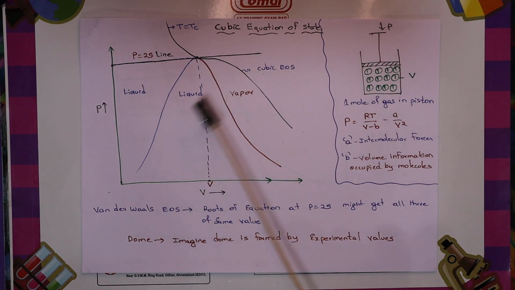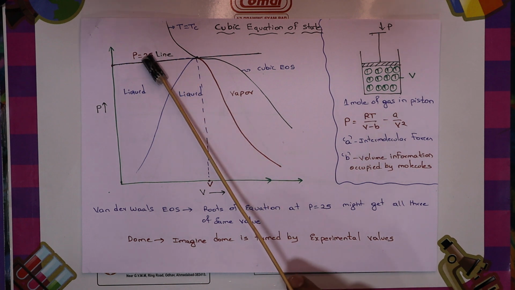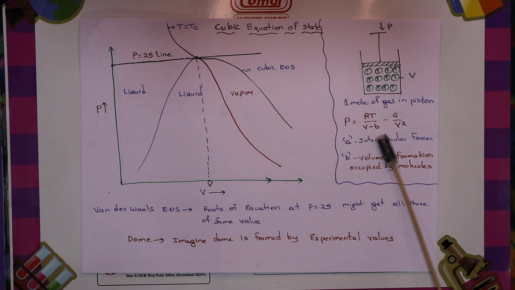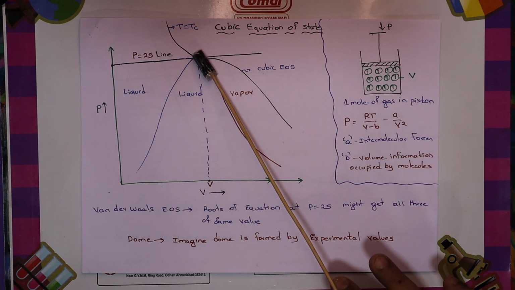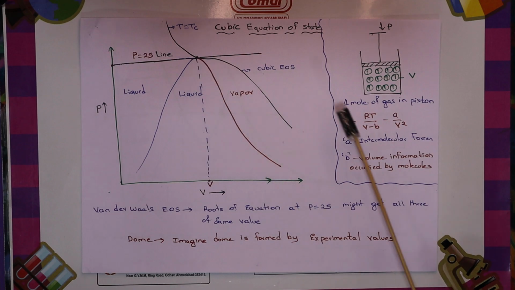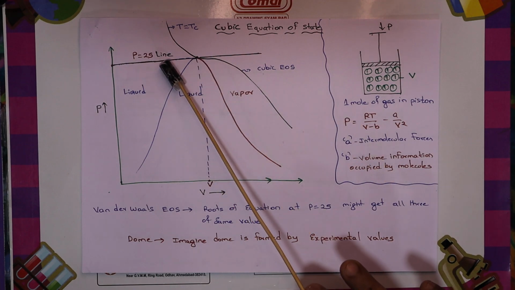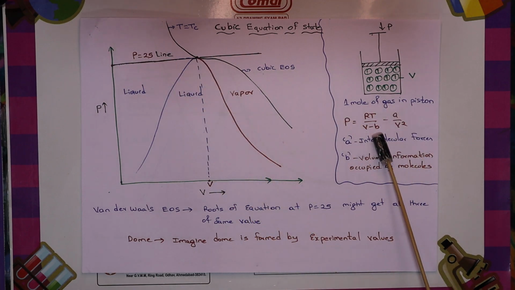If you don't have the graph information, it is very simple. Solve this equation at pressure equal to 25 bar. You get 3 roots. The 3 roots could be the same root, all 3 could be the same real root. Don't worry about it. While you are calculating, it will be easier. Whatever volume you calculate at pressure equal to 25 using this cubic equation of state, you get a certain volume.